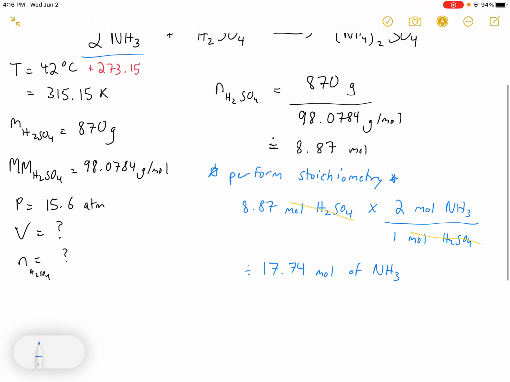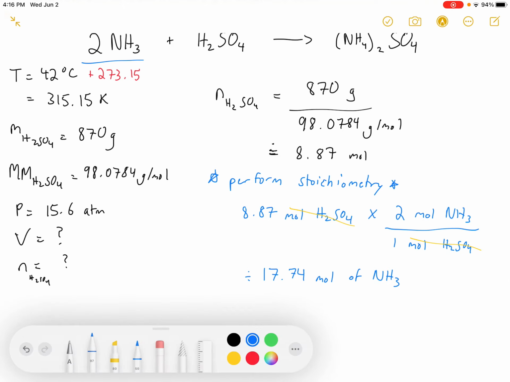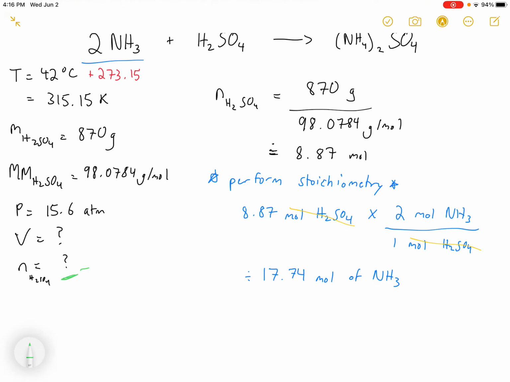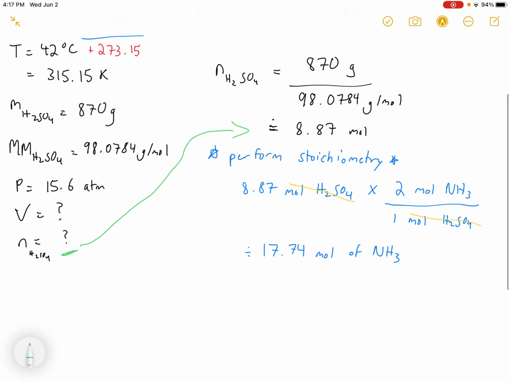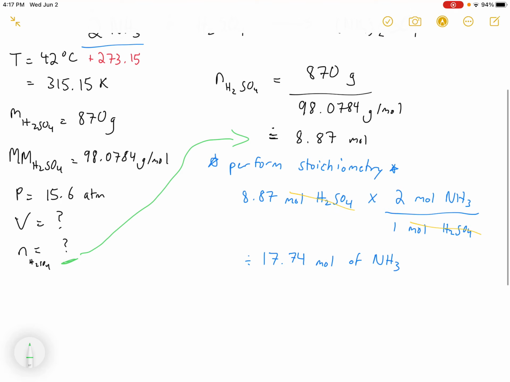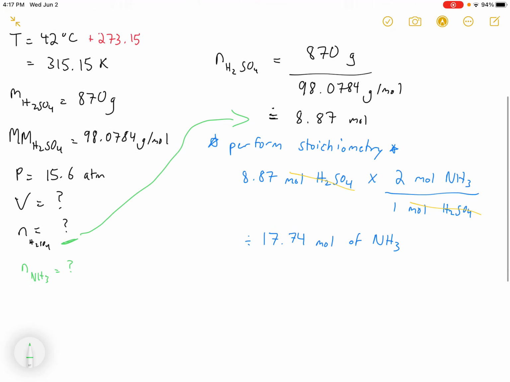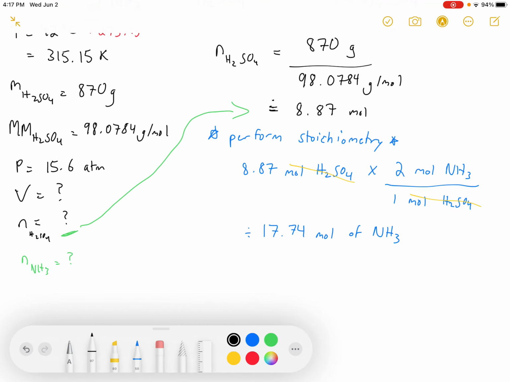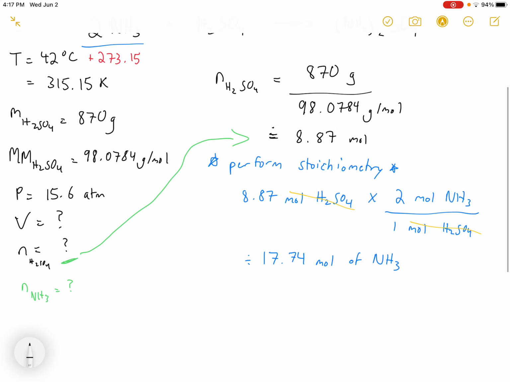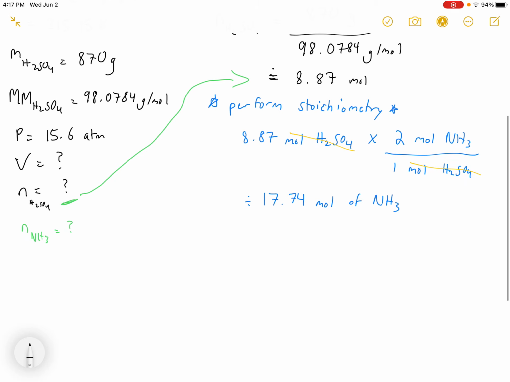And you'll see here, we did solve for the moles of sulfuric acid, but then with that we were able to also determine the moles of ammonia. So I'm just adding that to the data list now just so that it's more clear that there was another step involved. So now we have moles, we have pressure, we have temperature, and we know that R is the constant.